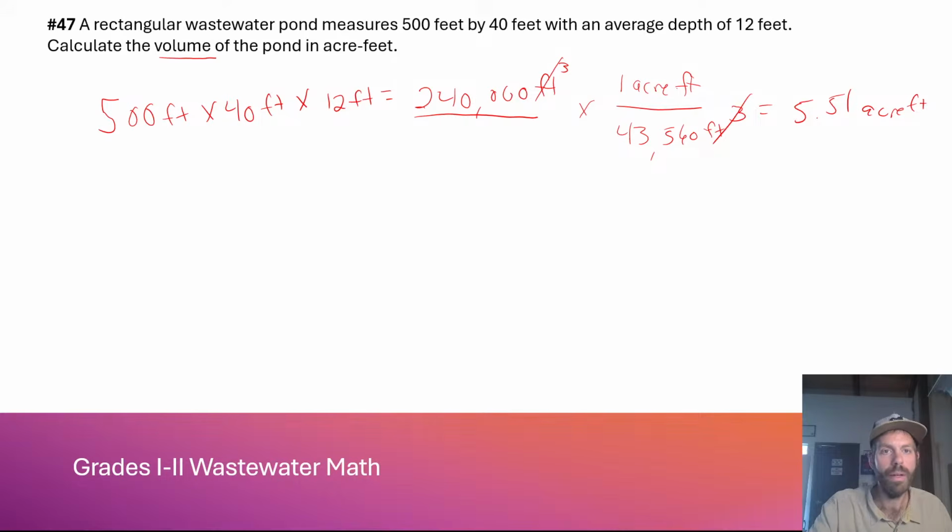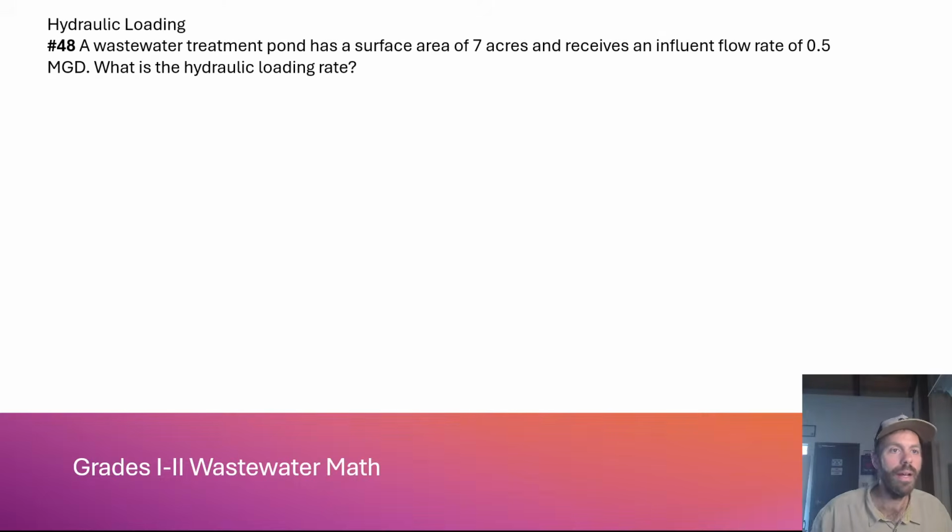That's it. Next one. Okay, I'm going to do this one and then I'm going to pop over to the chat to see if I lose anybody. A wastewater treatment pond has a surface area of 7 acres and receives an influent flow rate of 0.5 mgd. What is the hydraulic loading rate?